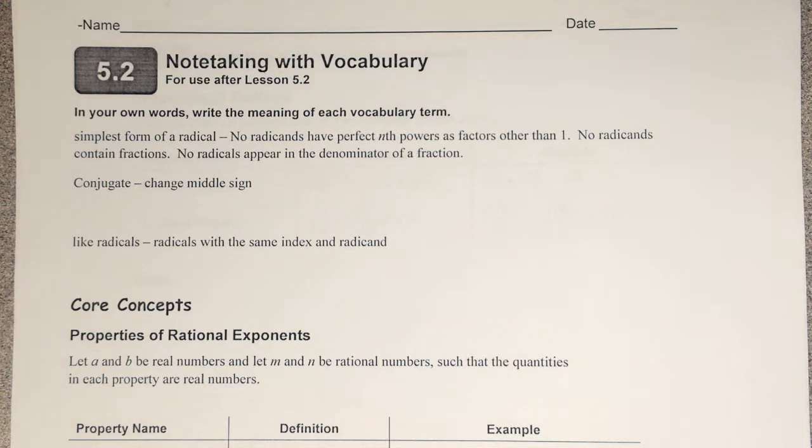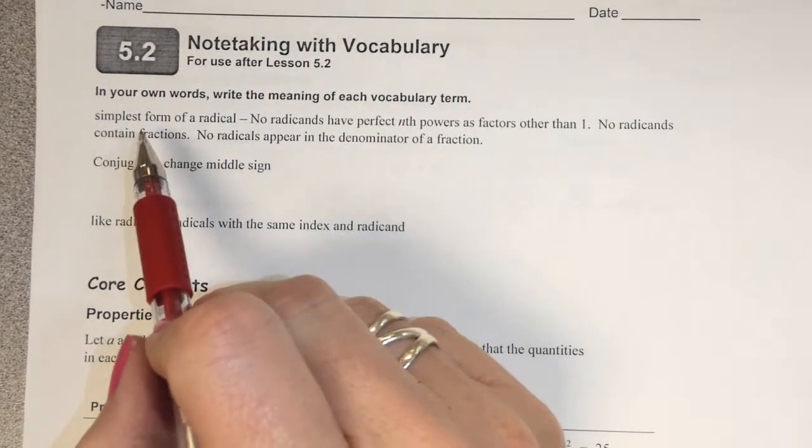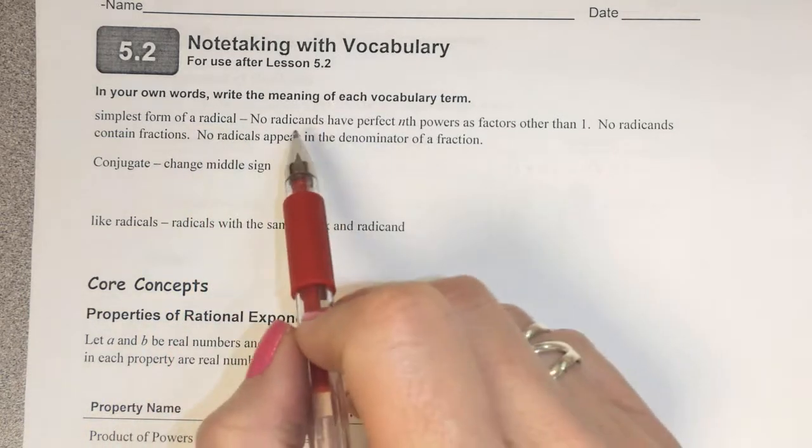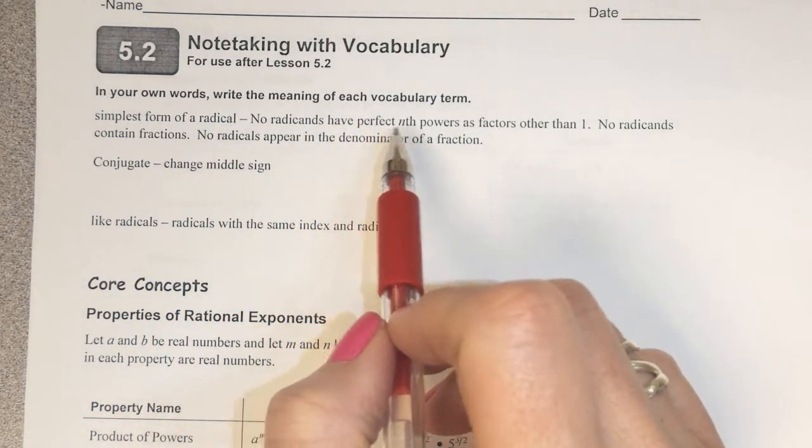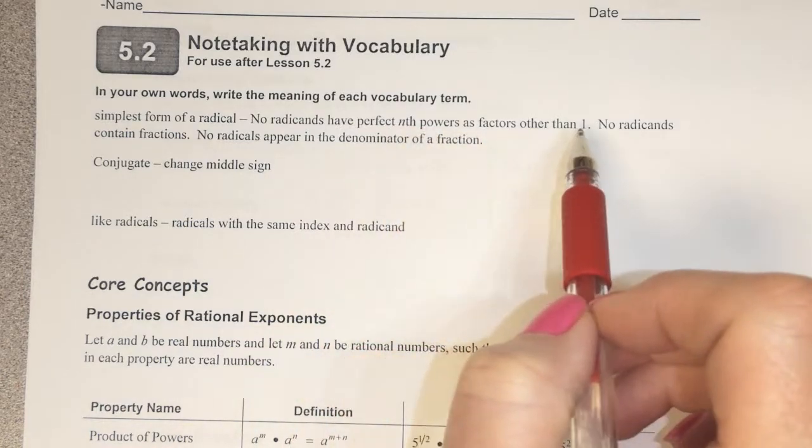Guys, we are looking at section 5.2. This is on page 130 in your student journal. First of all, what does it mean to have simplest form of a radical? Well, we can have no radicands have perfect nth powers as factors other than 1.